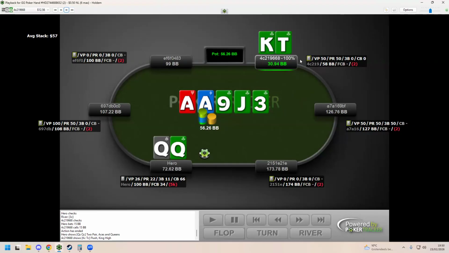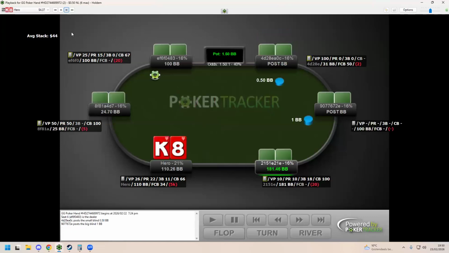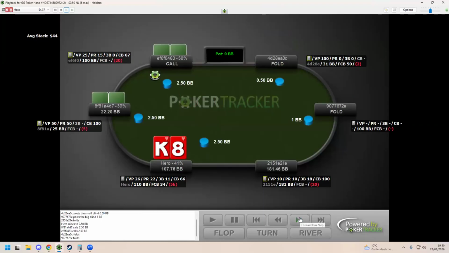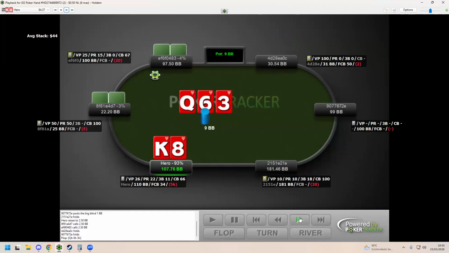Let's see the next hand, assuming that I don't know the player yet. Barrett is also the second hand they played on this table. All right, let's see the next hand. Alrighty. We open from the hijack, get called by two people. We can get a flush.